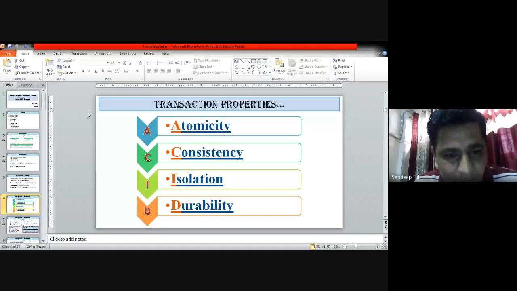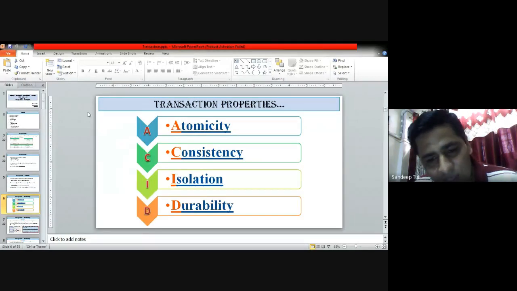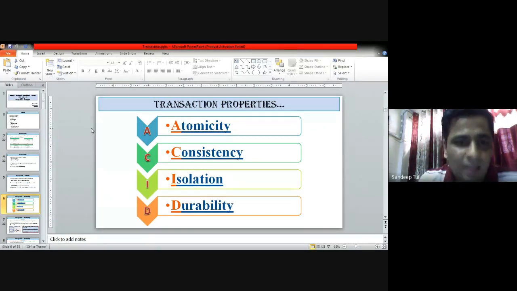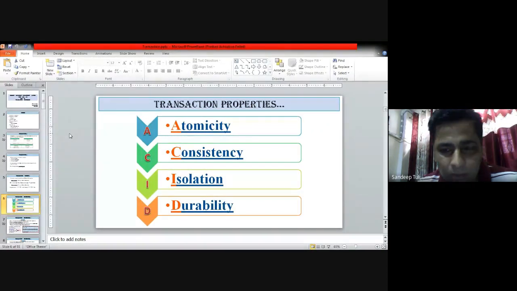The ACID acronym will be written there, so you need to identify the terms A, C, I and D also. A means atomicity, C means consistency, I means isolation and D means durability. So ACID properties of the transaction means atomicity, consistency, isolation and durability. Every transaction in your database, whatever you are going to perform, must satisfy all these four properties. Now let us discuss each property one by one along with examples.